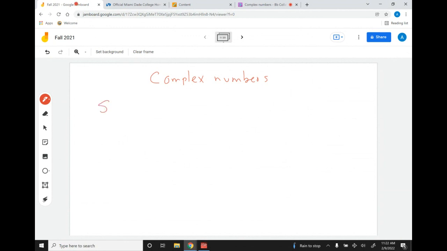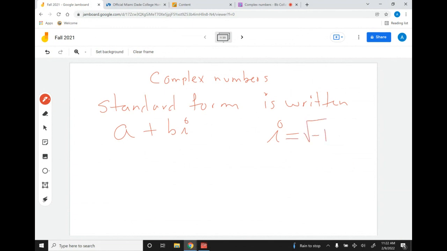The standard form of a complex number is written this way. Okay, that is i, and i is equal to the square root of -1.